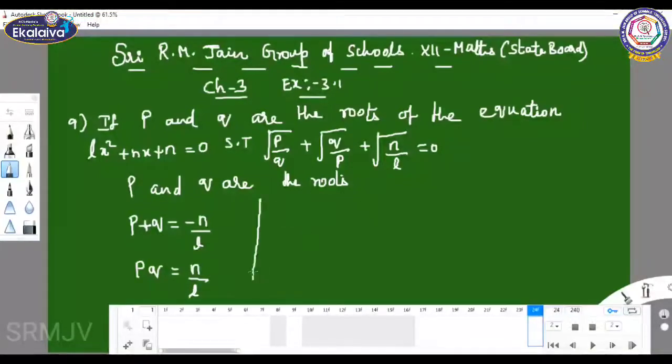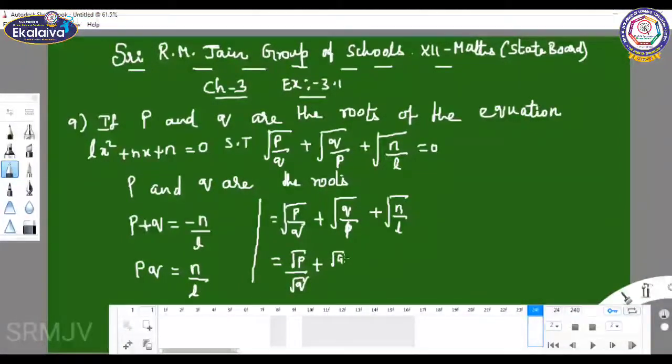What is the proof? You can take the proof. Root of p by q plus root of q by p plus root of n by l. It gives root p by root q plus root q by root p plus root n by root l. You can take it as the left hand side value. Then you have to prove it is equal to 0.